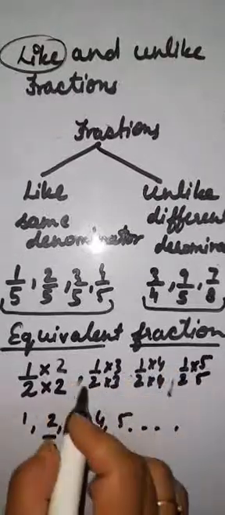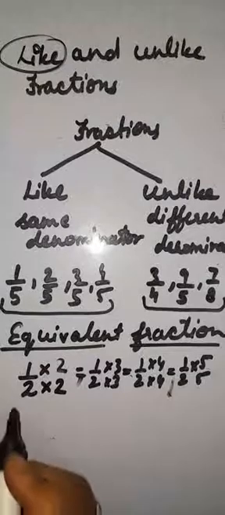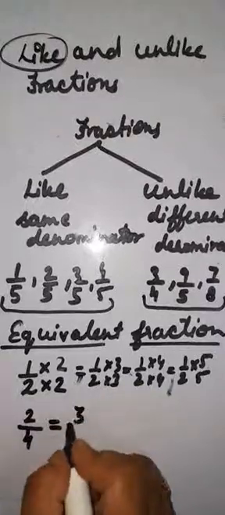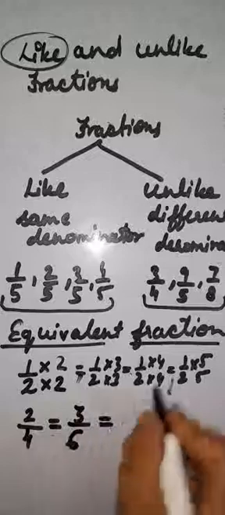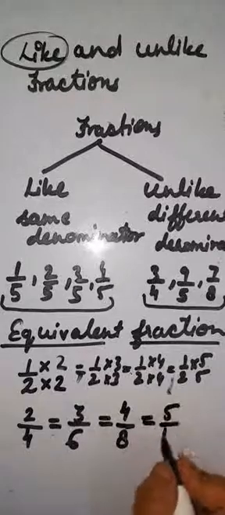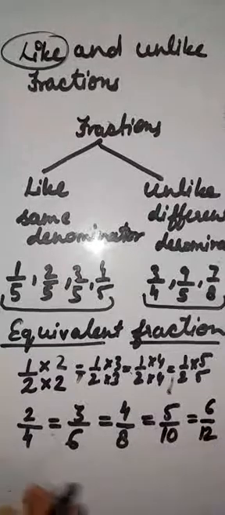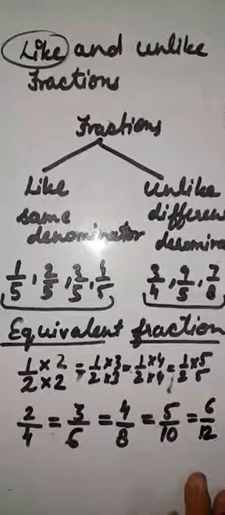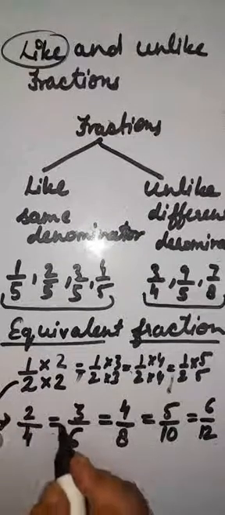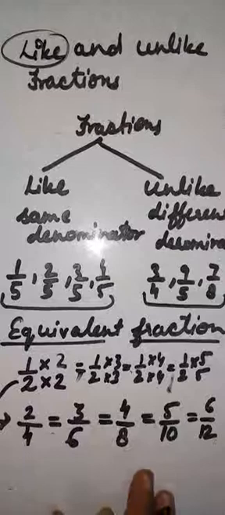All right. Now we'll write it here. 2 ones are 2, 2 twos are 4, 3 ones are 3, 3 twos are 6, 4 ones are 4, 4 twos are 8, 5 ones are 5, 5 twos are 10, and like this, 6 ones are 6, 6 twos are 12. So these are the 5 equivalent fractions of 1 out of 2, right? 1, 2, 3, 4, 5.